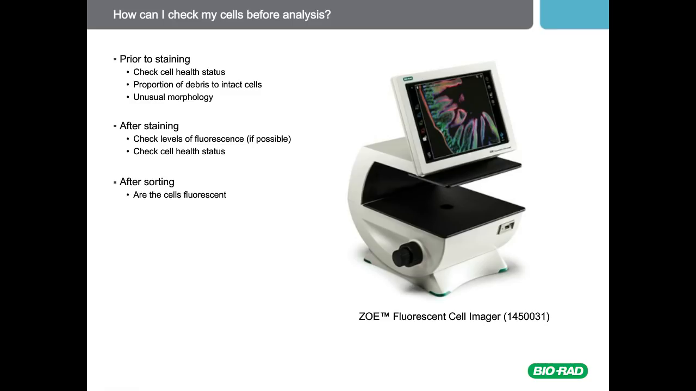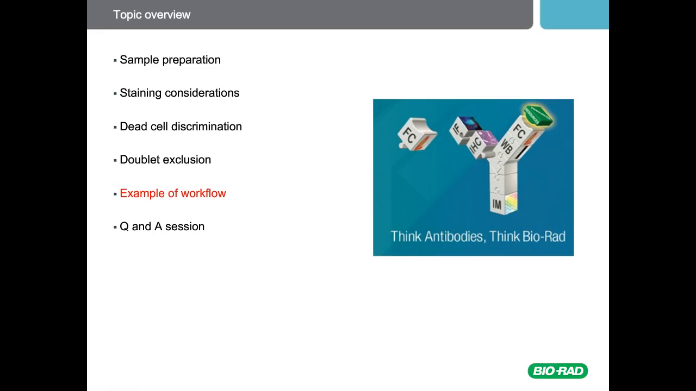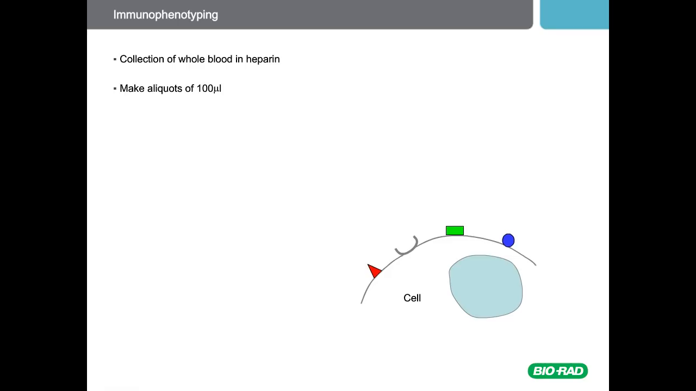So finally, I would like to quickly show you where some of what I've talked about today fits into a typical flow cytometry protocol by showing you a basic immunophenotyping experiment using 4 colours. So whole blood was collected in heparin, but for this experiment any anticoagulant would be fine. And then the blood was aliquoted into 100 microliter aliquots ready for staining.